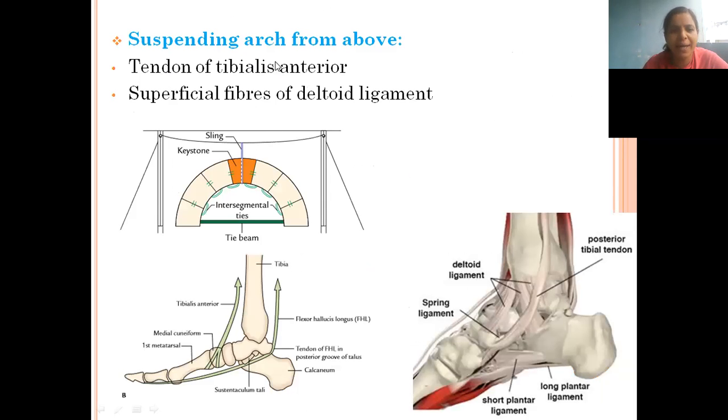Okay, then suspending the arch from above. So what are the muscles? We have tibialis anterior also. This is also suspending from above. What is this? Flexor hallucis longus. Okay. So this is suspending the arch from above. Deltoid ligament is seen on the medial aspect of the ankle joint. Okay, the thickening of the fibers on the medial side of the capsule of the ankle joint is the deltoid ligament. Deltoid ligament is seen on the medial side of the ankle joint. That is also helping in suspending the arch, okay, from above.